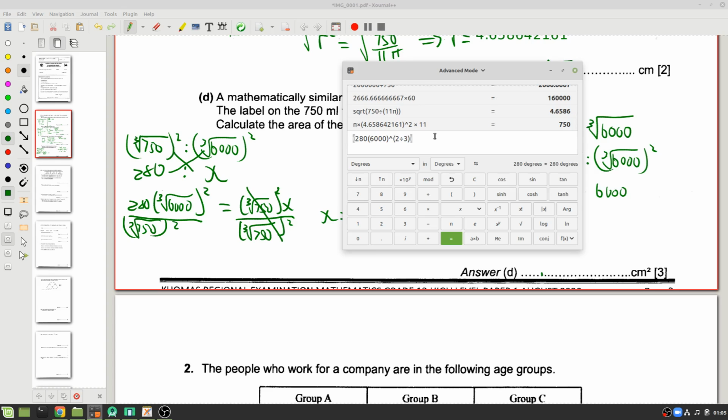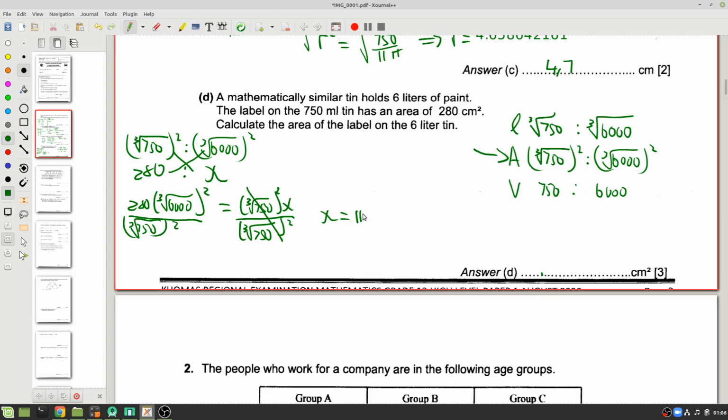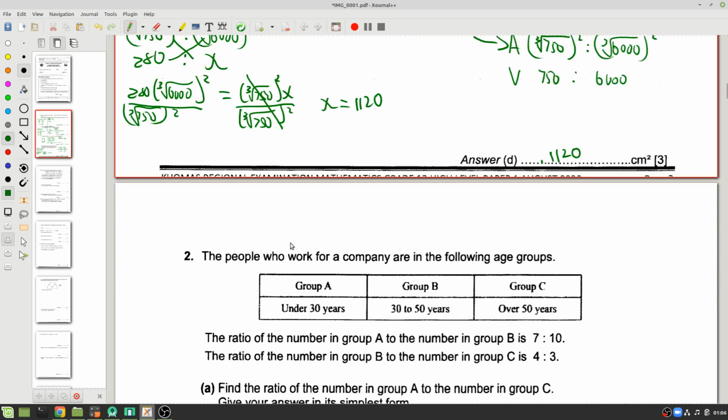That's the top part, and then we want to divide that by the bottom part, which is the cube root of 750. So again, I'm going to make this 750 raised to the power 2/3 as well. And we get 1120. What a nice number. Okay, so 1120, and write that down in the answer space provided. Great, so that is it for question 1, and I'll upload question 2 as well shortly.